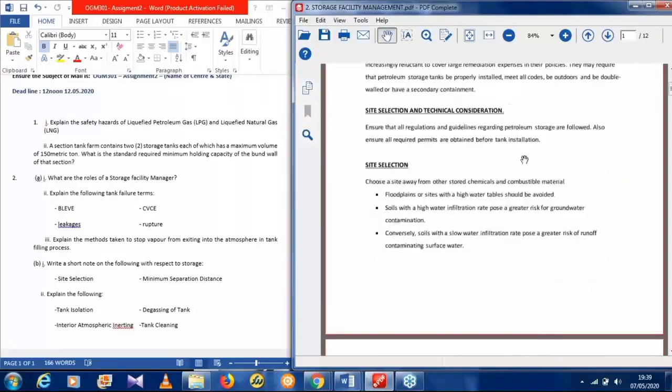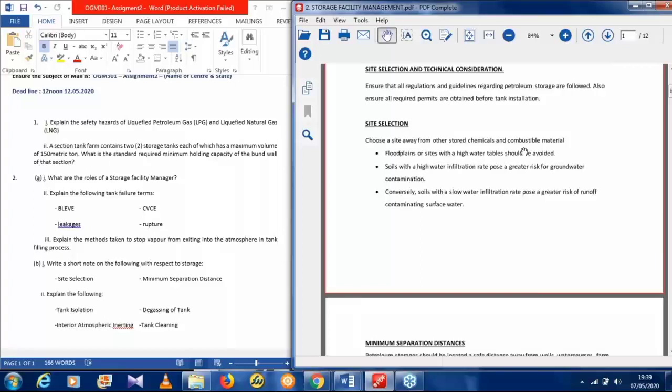Now, back to the discussion for today, talking about site selection for storage of petroleum products. Usually we choose a site that is far away from stored chemicals and combustible material. Then we look at floodplains or sites with a high water table. All those kinds of areas must be avoided. Wherever you have a high water table, where the level of water is really high, you avoid that.